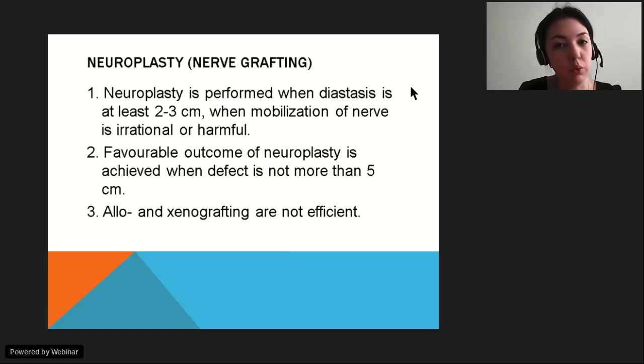And so allo and xenografting are not efficient. So they were again used in the past. Nowadays we use only autografting. So you remember, yes, from the last lecture.